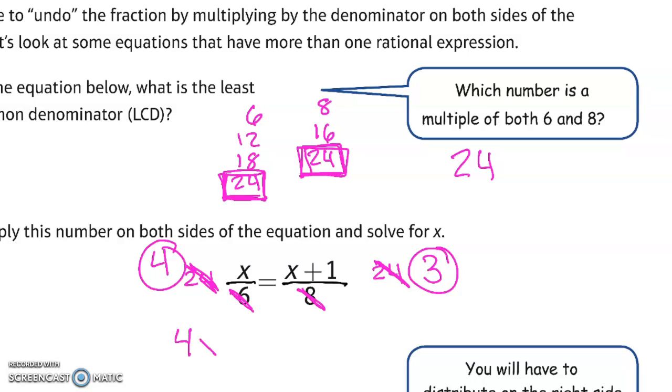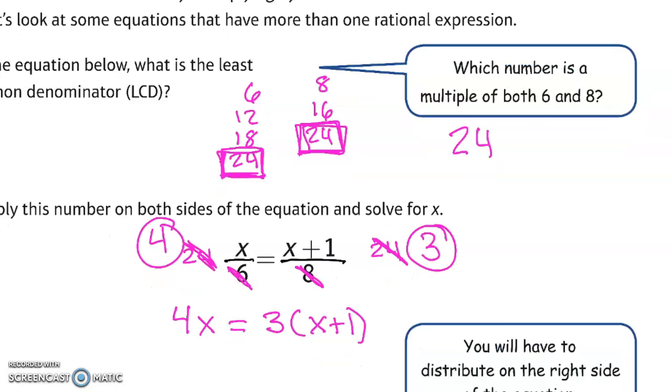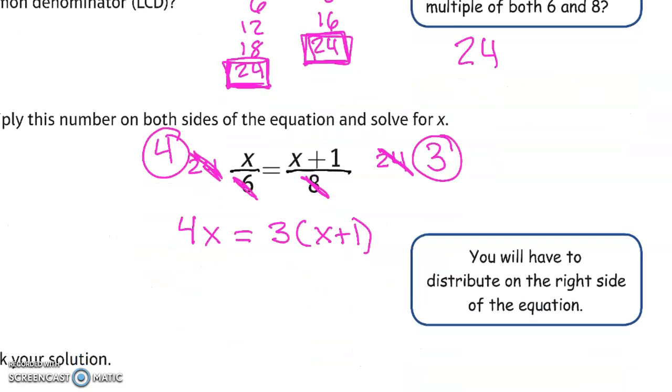So I've got 4x equals 3 parentheses x plus 1. Please notice that I didn't just put the 3 at the end. I added parentheses around what was originally there, and I put the 3 in the very front to represent multiplying or distributing. Questions?